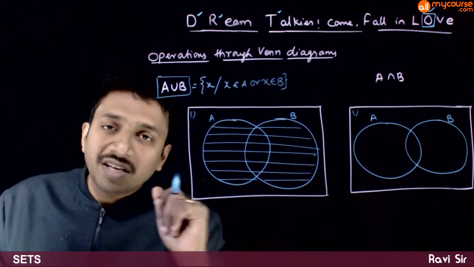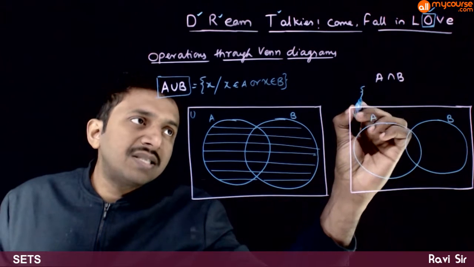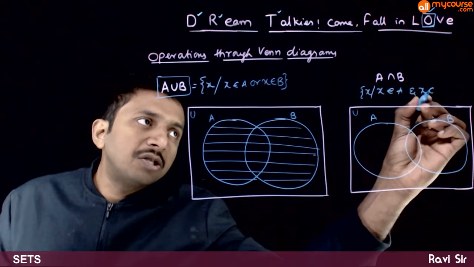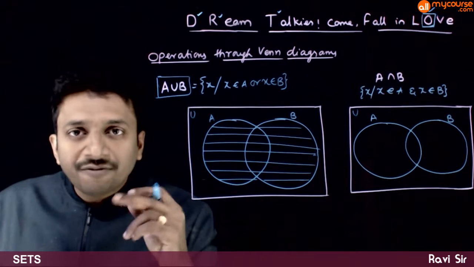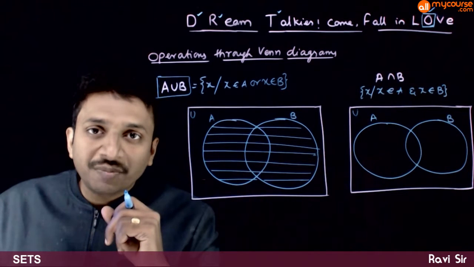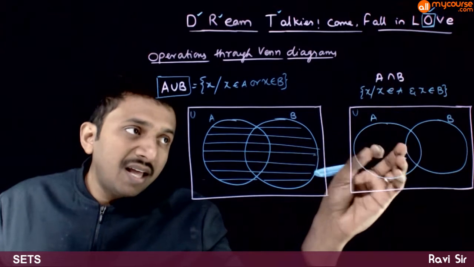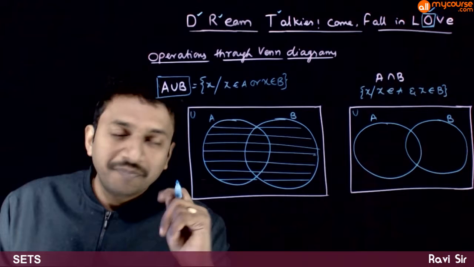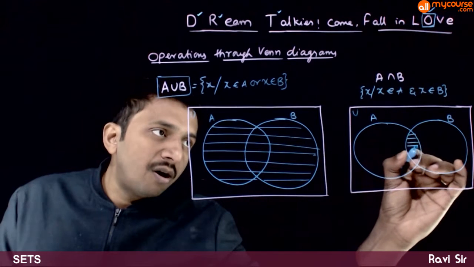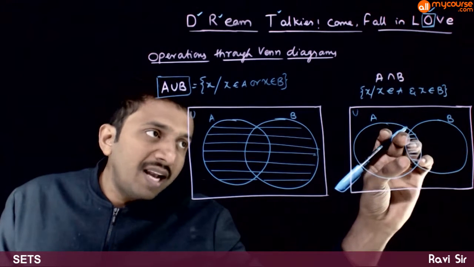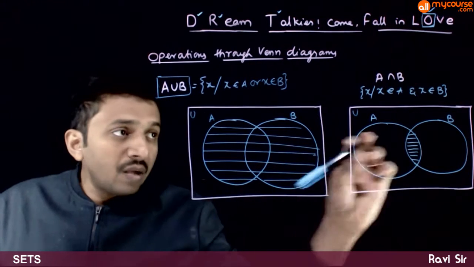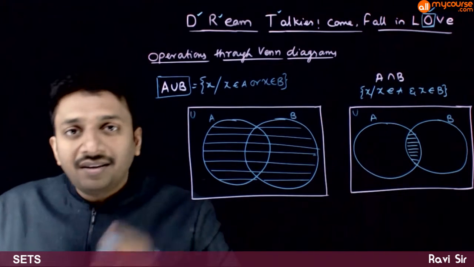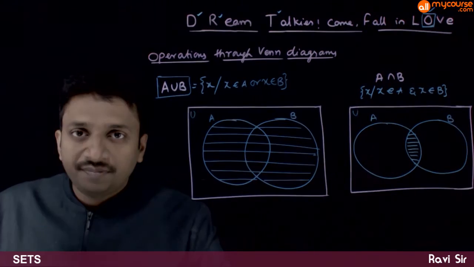If you take A intersection B, A intersection B is nothing but the set of elements X such that X belongs to A and X belongs to B. It means if an element has to belong to A intersection B, it has to belong to A and B. That means it has to be the common region of A and B. So whatever elements are present in this region, those elements come under A intersection B.